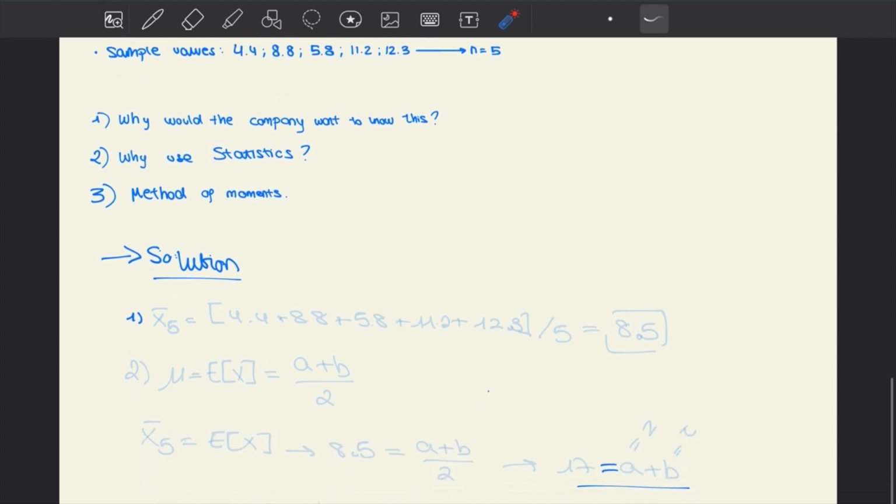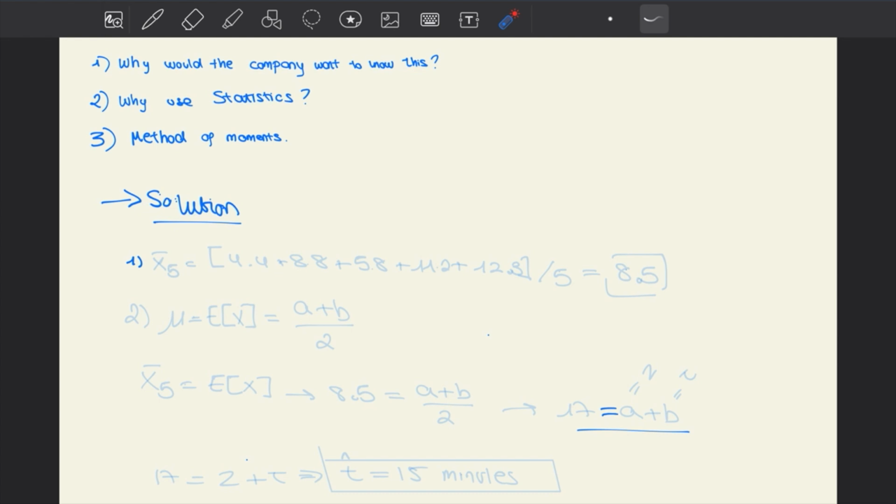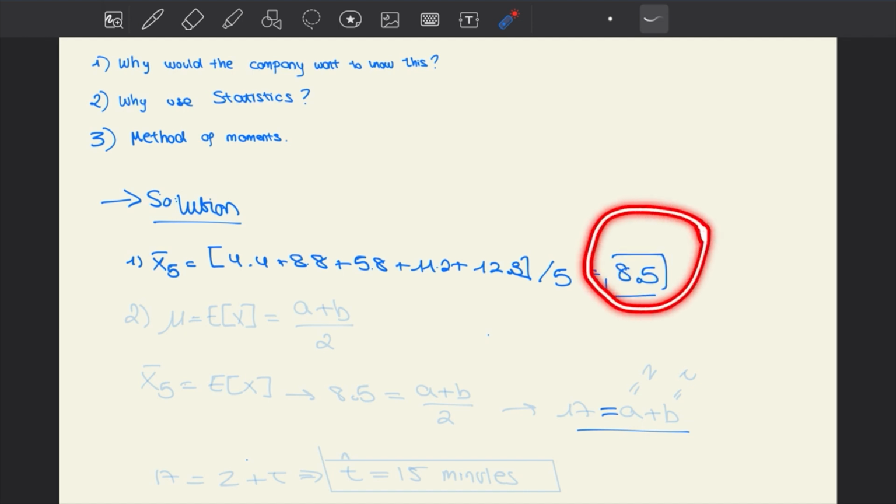The first step for solving this exercise is going to be getting the estimated value, which is calculated by adding up the values of all the samples that we have and dividing them by the number of members of the sample that we have. And we get a value of 8.5, which is the estimated mean.